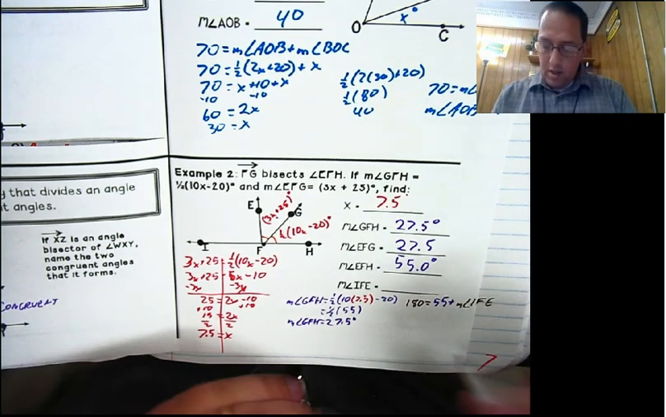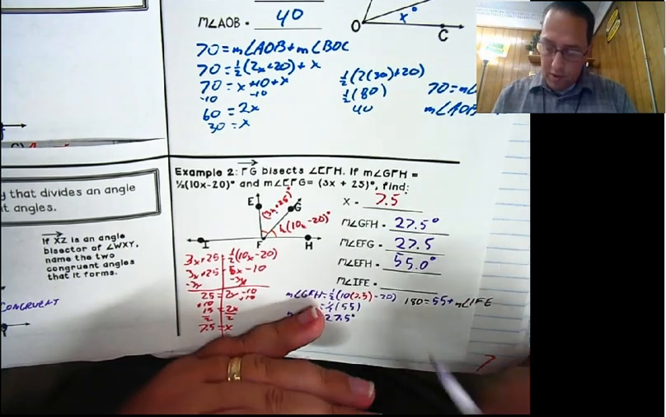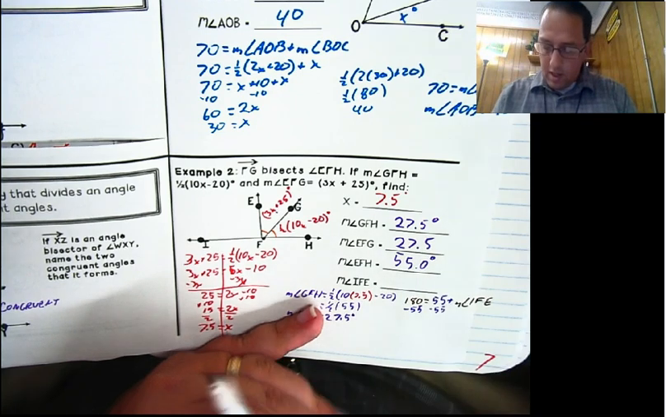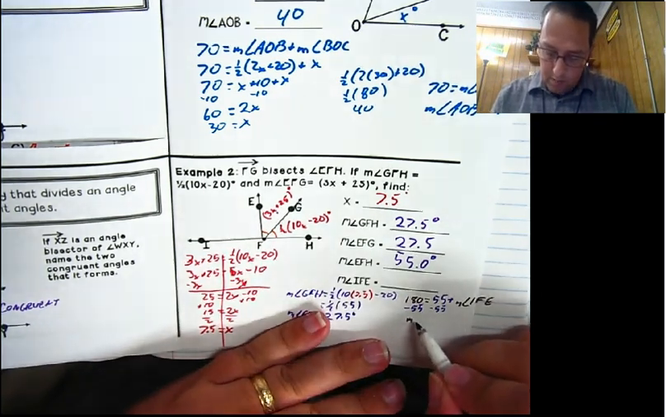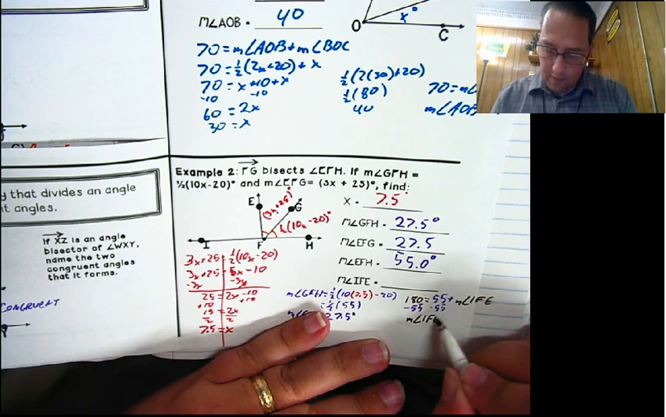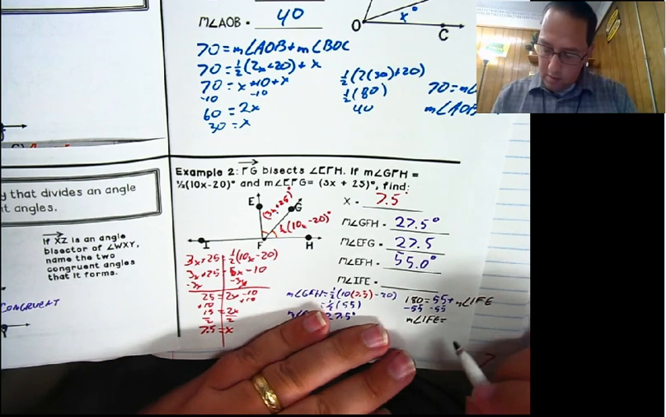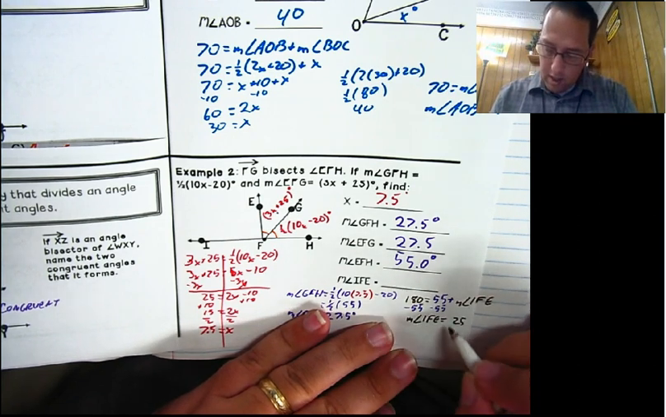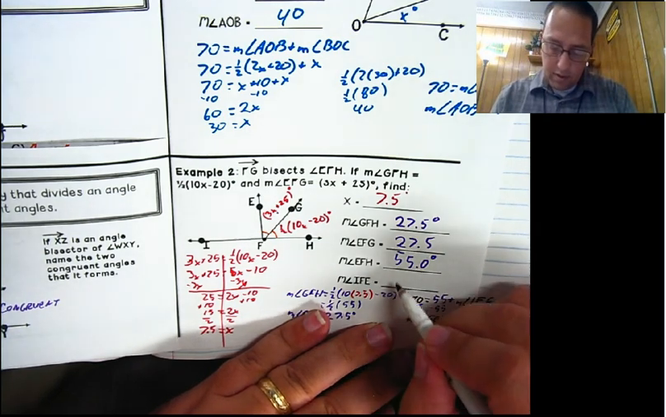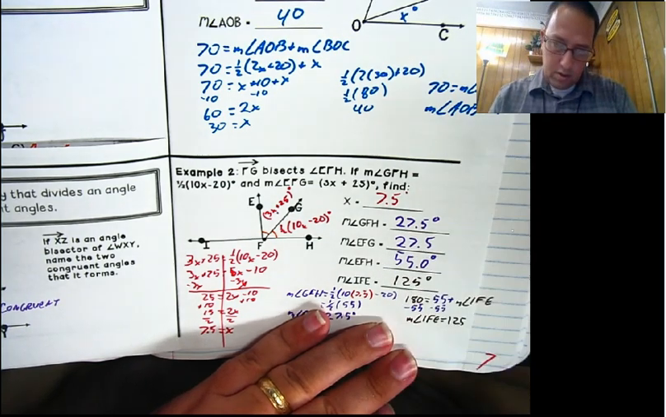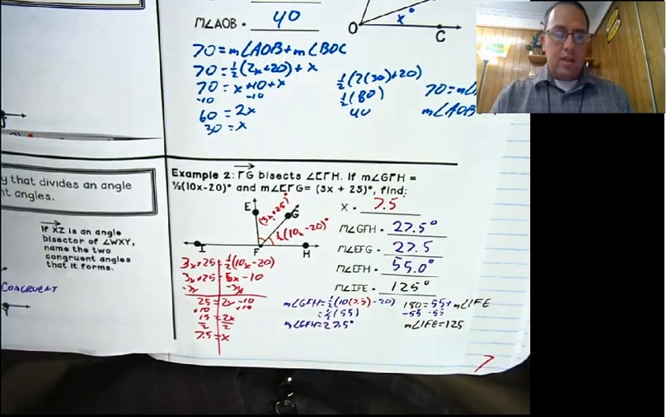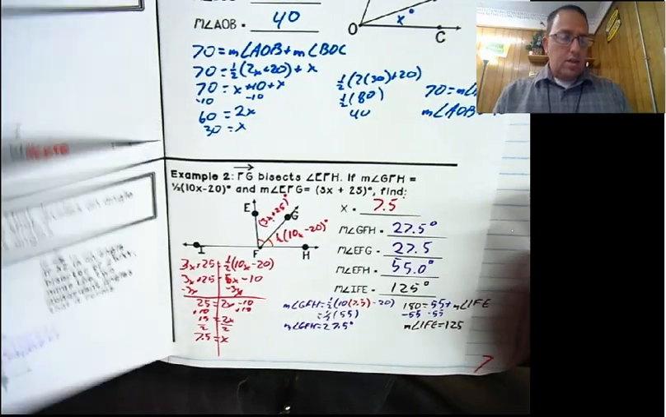IFE. And, of course, all we have to do there is subtract 55 from both sides, minus 55, minus 55. And so the measure of angle IFE equals, let's see here, 10 minus 5 is 5, 7 minus 5 is 2, and that is 125. 125 degrees. All right, and there it is. That is angles.